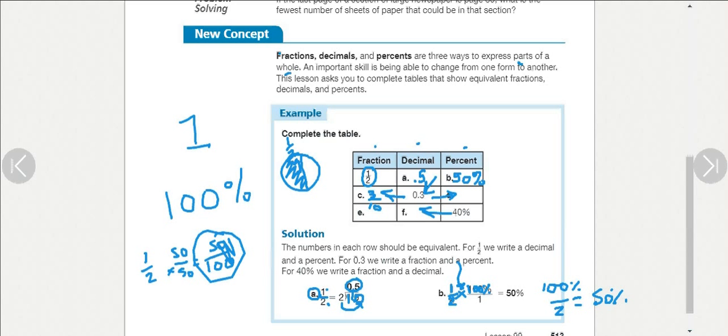And then decimal to percent, I think, is easy because you just move the decimal 2 spots. You multiply by 100. So the placeholder 0 makes it 30%. And percent, 40%, percent, remember, means per 100. So 40 hundredths, you just move the decimal over twice. Okay? And then you can reduce this down, 4/10, 2/5.